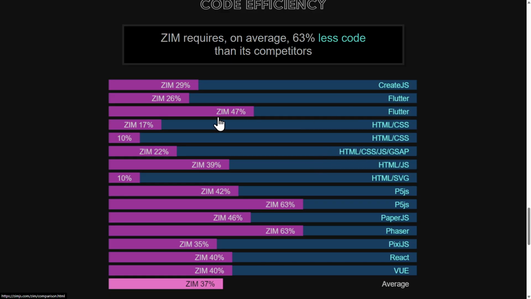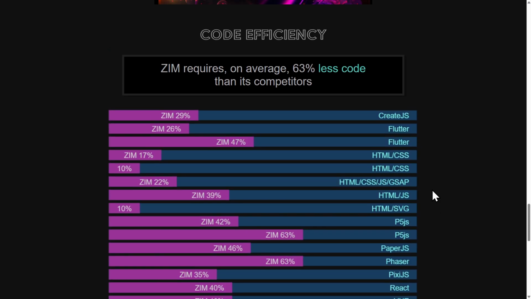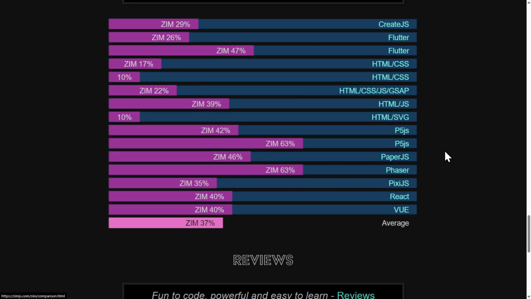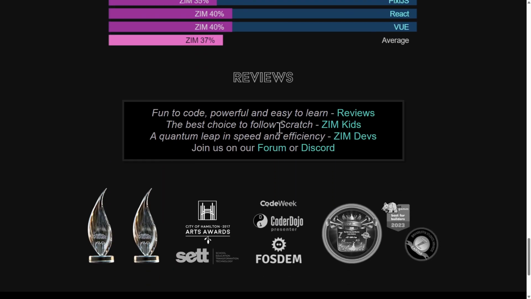showing that ZIM has less code than your average HTML, JavaScript, GSAP. GreenSock is a way of tween animating in the HTML world. We have the equivalent here in ZIM on the canvas. And then other frameworks such as Pixi, Phaser, React, Vue, P5.js, etc. All of them are coming in at more code than ZIM. So that's pretty cool. That means it's easier, and hence people really like using ZIM.